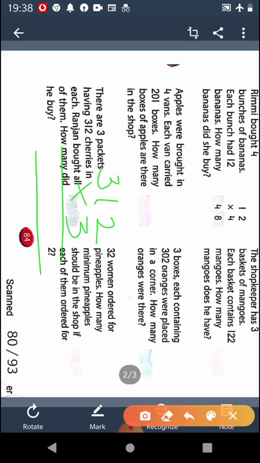So we will first multiply the ones, that is 2 into 3. So 2 into 3 is 6. Then we multiply the tens, that is 1 into 3. So 1 into 3 is 3. And then we multiply the hundreds, that is 3 into 3. So 3 threes are 9. So that means total there are 936 cherries. So how many did he buy? He bought 936 cherries. Okay.